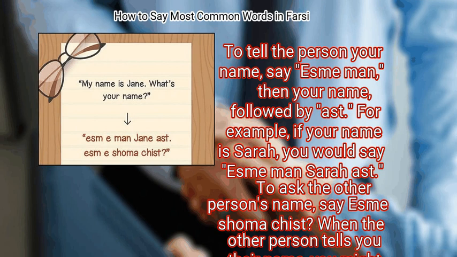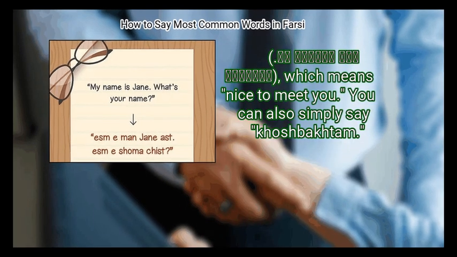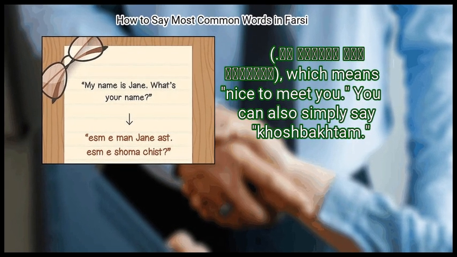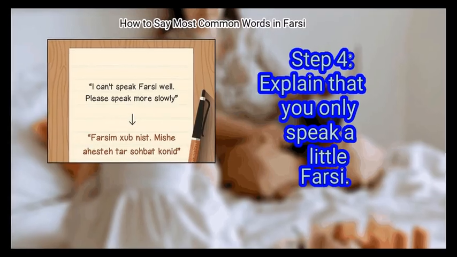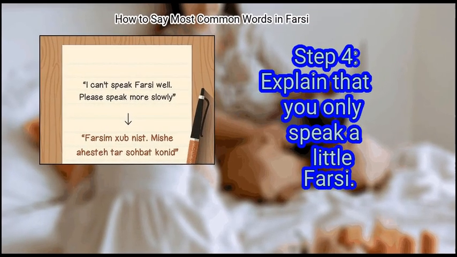Say Esmi Shoma Chast when the other person tells you their name. You might say Aj Molaghat e Shoma Khoshbakhtam, which means nice to meet you. You can also simply say Khoshbakhtam. Step 4. Explain that you only speak a little Farsi.